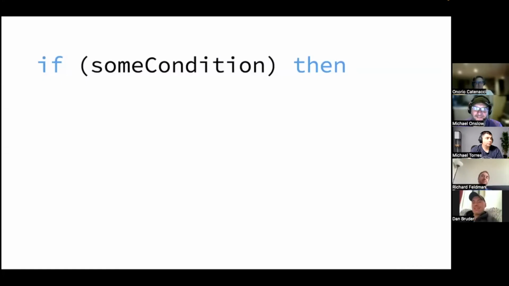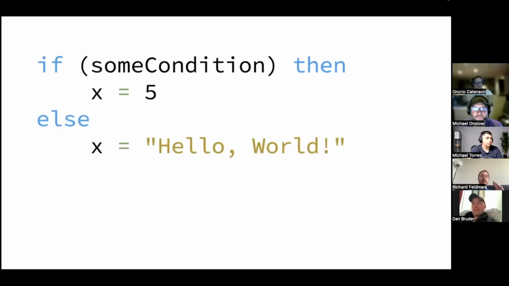Here's an example of what that looks like. I'm going to write pseudocode here. This is not any particular programming language, but let's say we have an if, some condition, then x equals 5, else x equals hello world. And then we say that's the end of our conditional, and then run answer equals x minus 3.